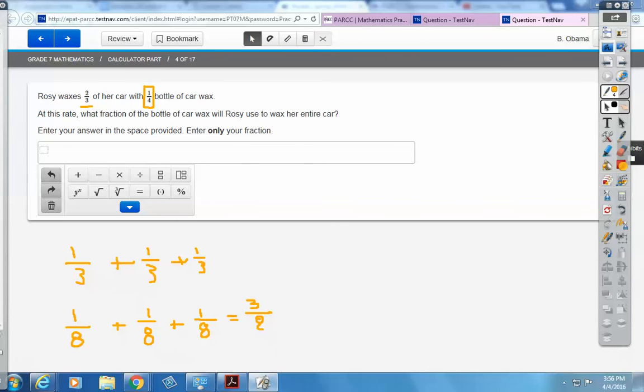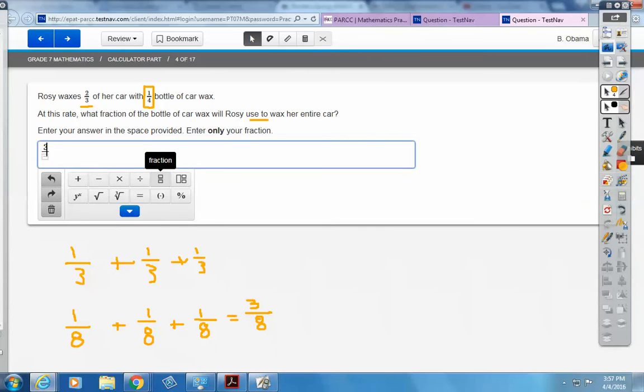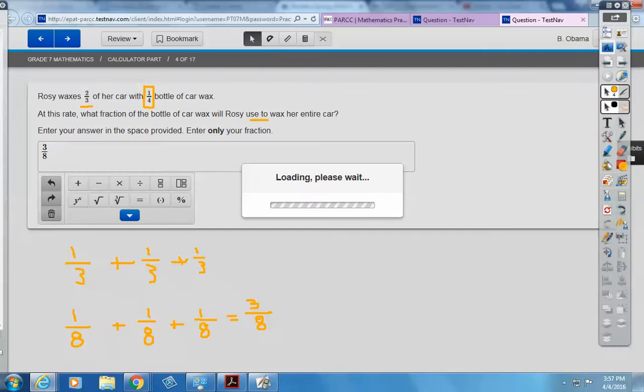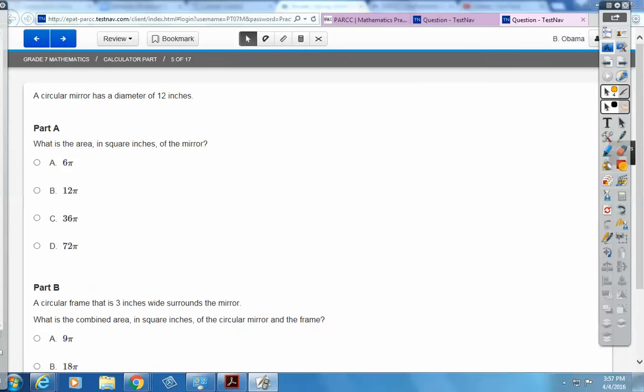So let's go back to the question and see if they want how much is left or how much we used. At this rate, what fraction of the bottle of the car wax will Rosie use? So it's how much will she use? So then we go back, use our handy dandy fraction maker. Great. And move on. Number 5.